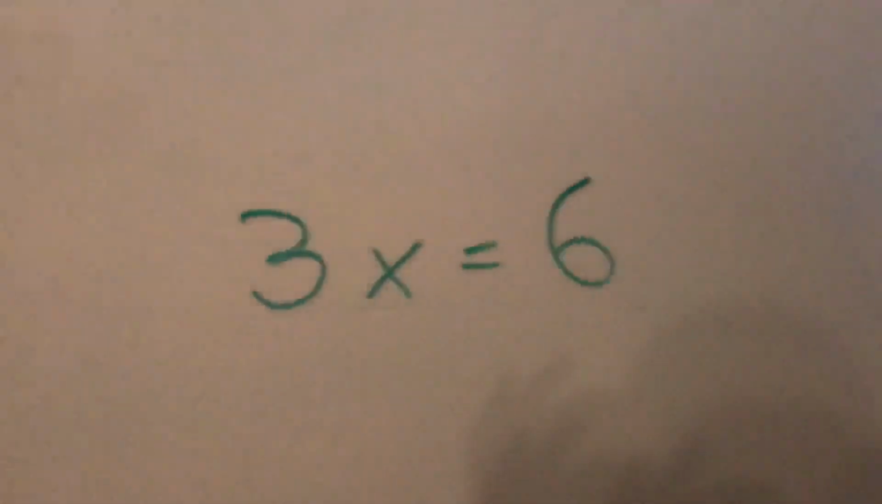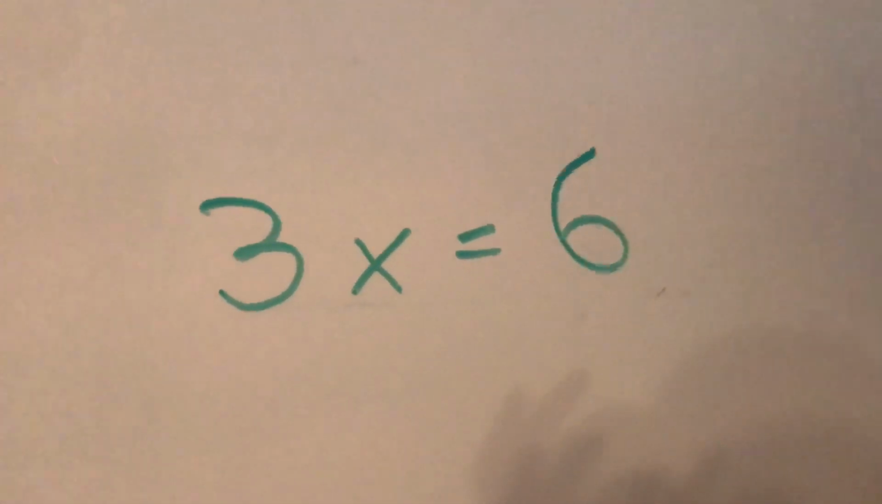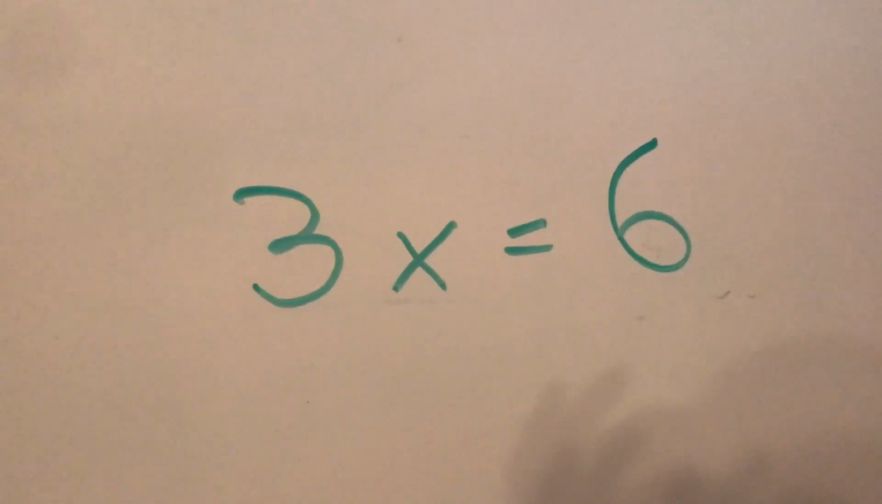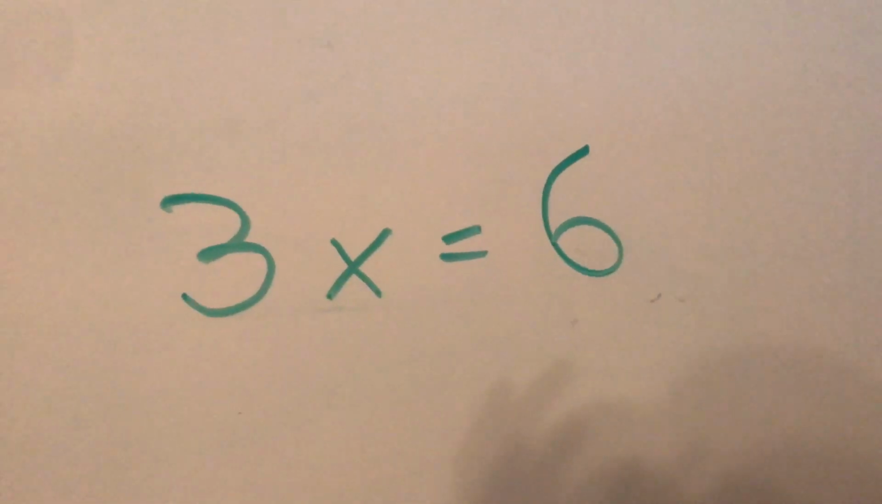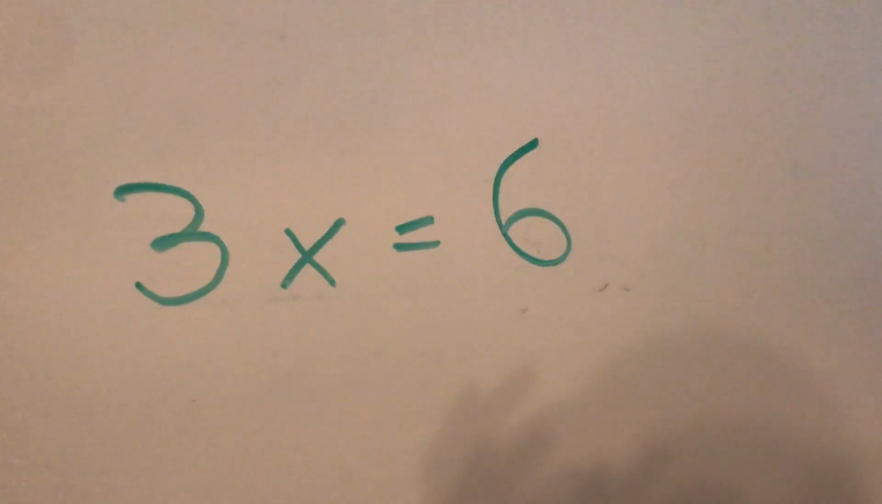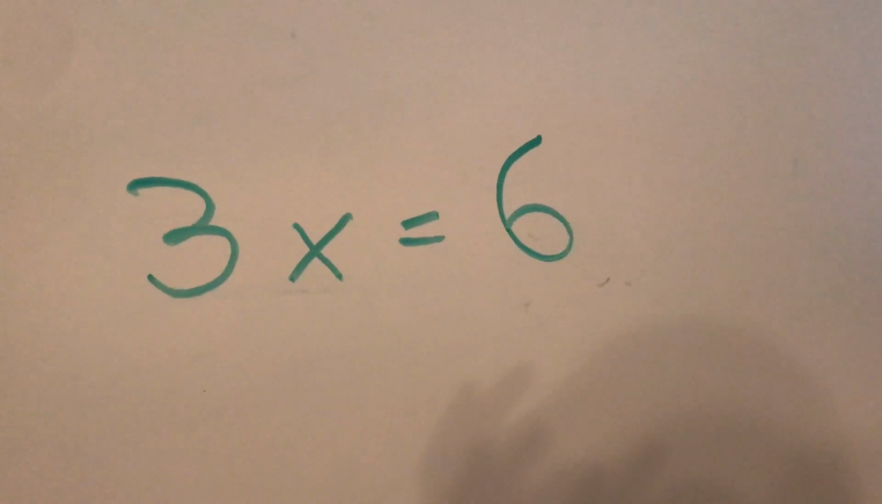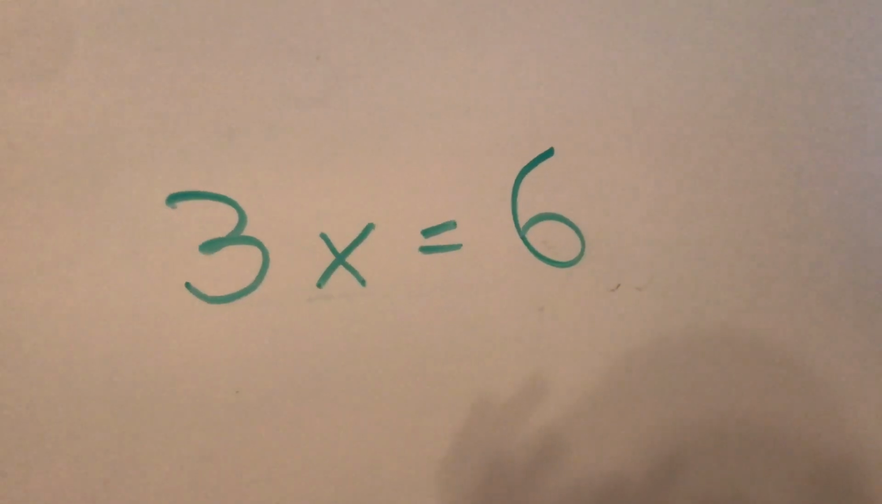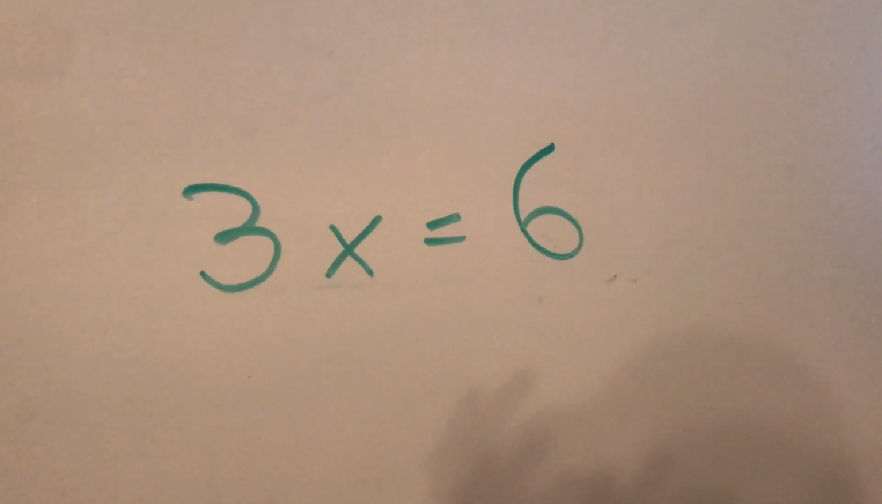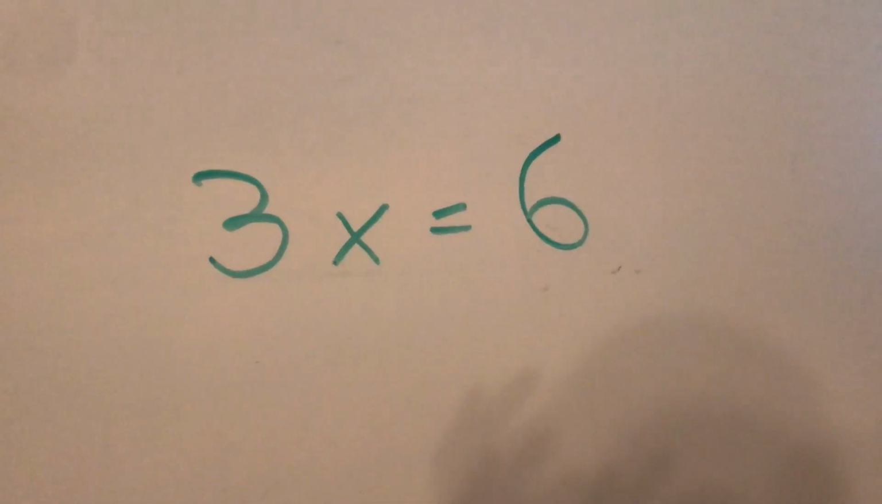Now over here, we have 3x equals 6. When you have a number next to a variable, that means multiplication. That 3 and that variable x are getting multiplied to each other, even though there's no sign in between them. So in order to solve this, you do the opposite, which is division.